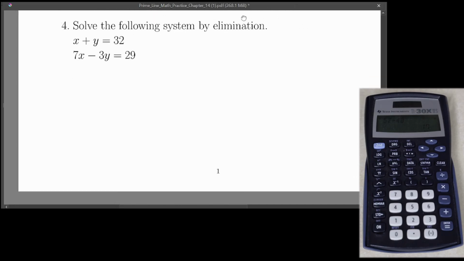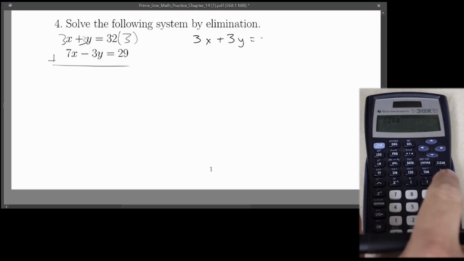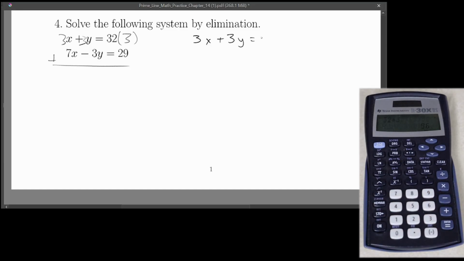We're going to solve number 4 similarly. With this, if we just straight up added the equations, notice they wouldn't cancel out. But because we have a positive and a negative here, if we had 3 here, that would cancel out. So we'd have to multiply everything by 3. Let's do that: 3x plus 3y equals 32 times 3. That gets us 96. And then we have 7x minus 3y equals 29.